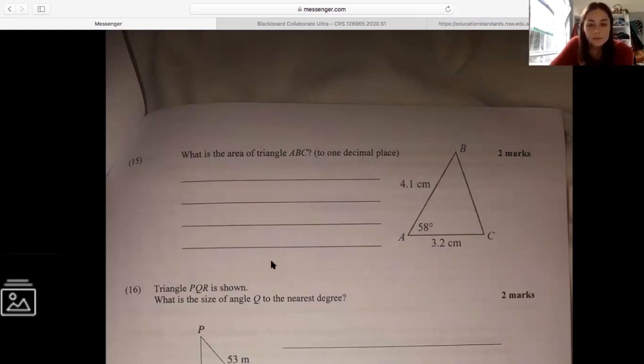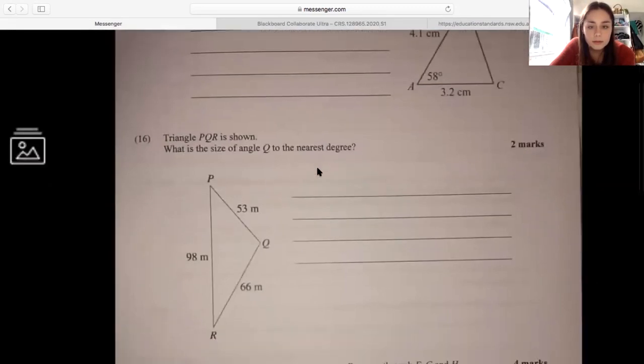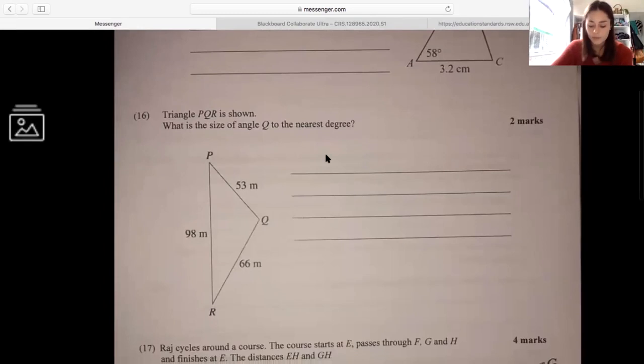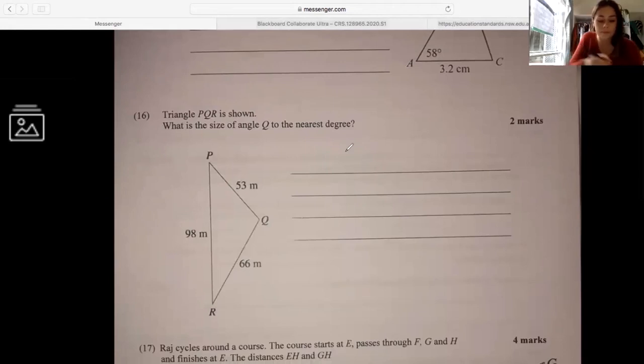All right, so we did 15. Okay. For this question, would we use the cos C one? Yep. Correct.